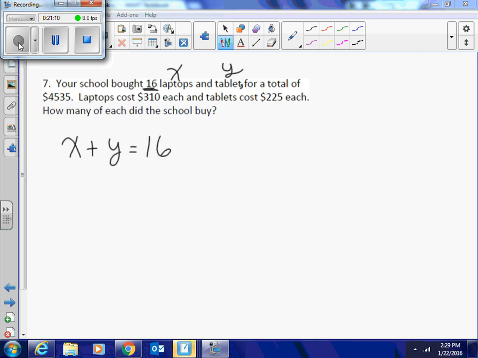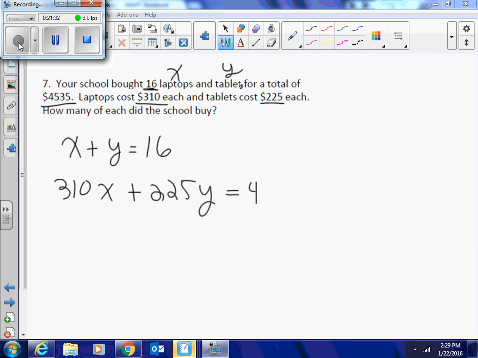Now we can take into account the cost of each. The cost of a laptop is $310 times X number of laptops plus the cost of a tablet of $225 times Y number of tablets. That'll add up to our total cost of $4,535. Now the book would have you solve this using substitution because I've got an understood 1 in front of the X or my Y, either one, but I really still prefer elimination.